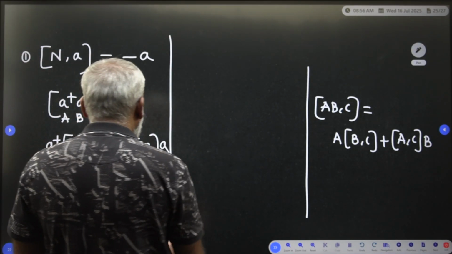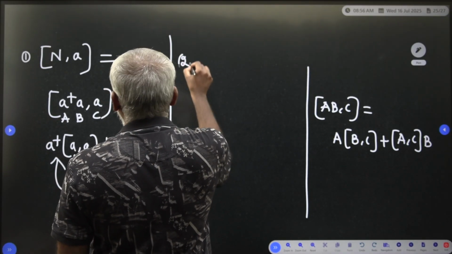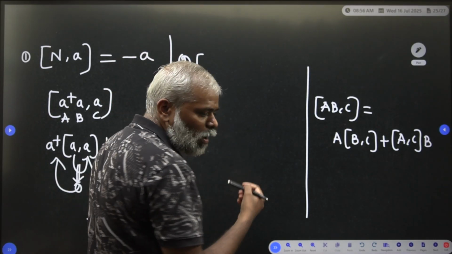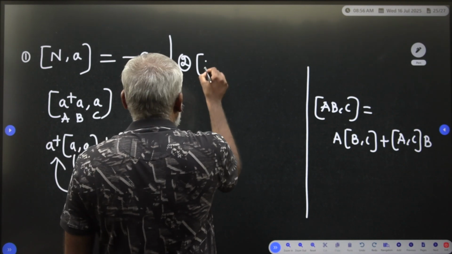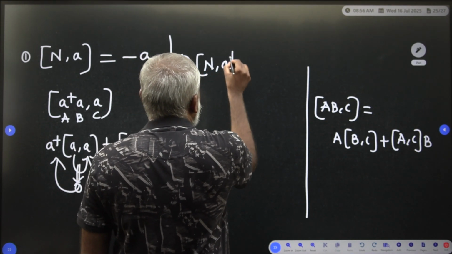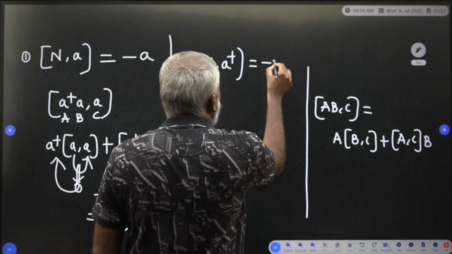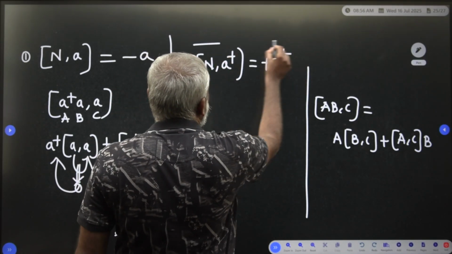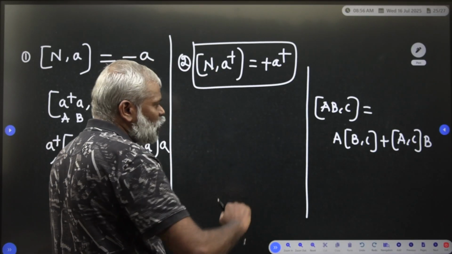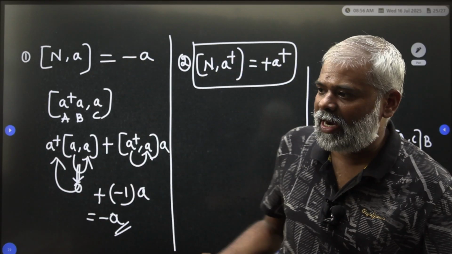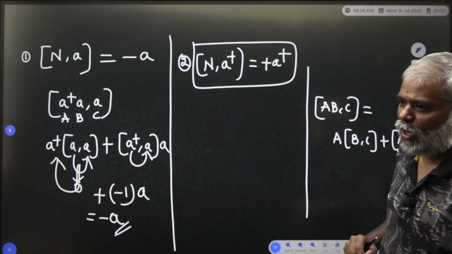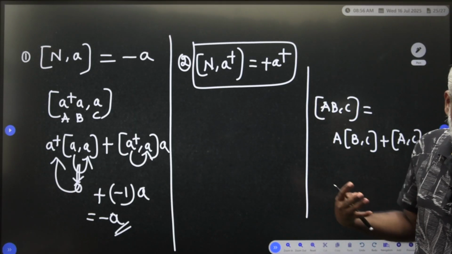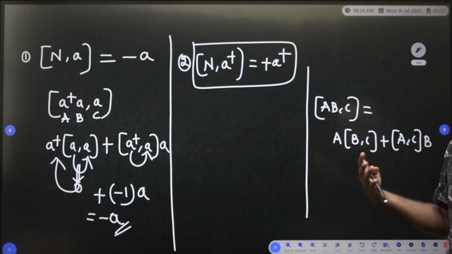Not only that, based on that you take the second one: the commutator of the number operator with A dagger. In a similar fashion you are going to get plus A dagger. Maybe you may get this in your competitive examination.